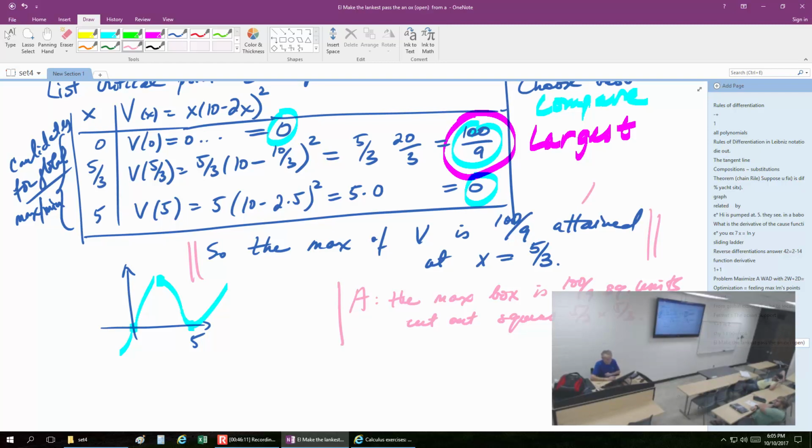Than 2.5. No, wait a minute, it's slightly smaller. Yeah, it's slightly small. Okay, so that's how this is a typical problem of how we run through the whole thing.